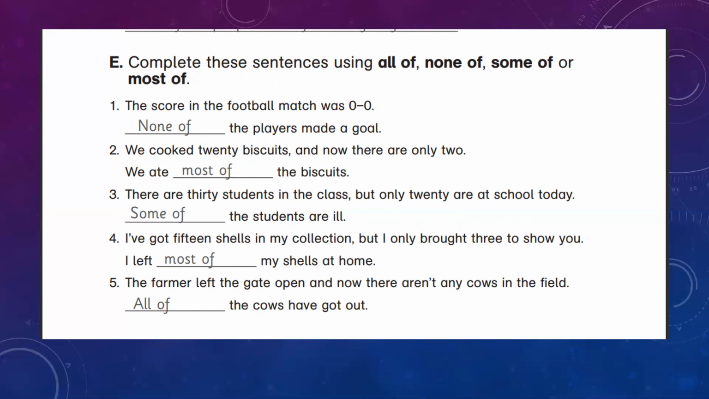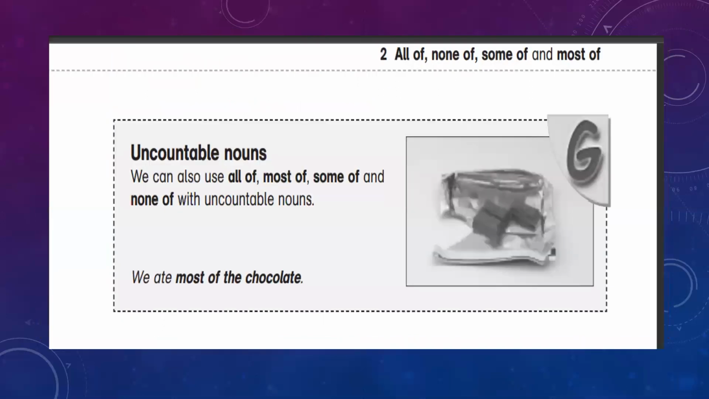I have got 15 shells in my collection, but I only brought 3 to show you. It means I left most of my shells at home. Number 5, the farmer left the gate open and now there aren't any cows in the field. It means all of the cows have got out. Understand? Okay, now come to the next.